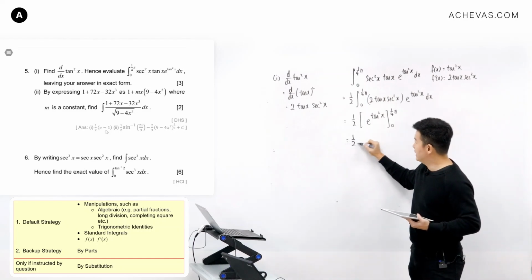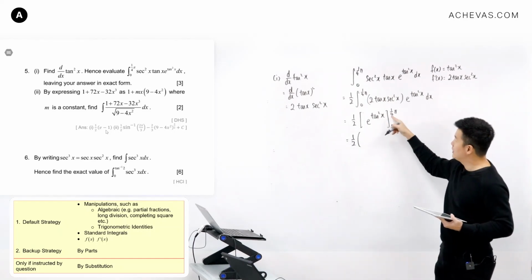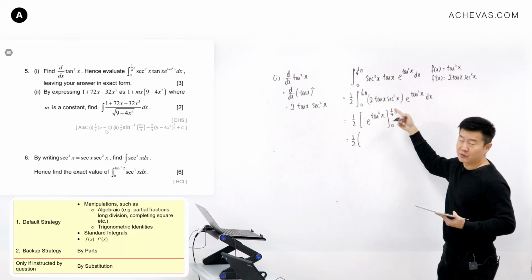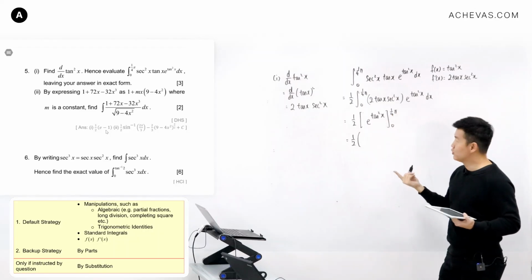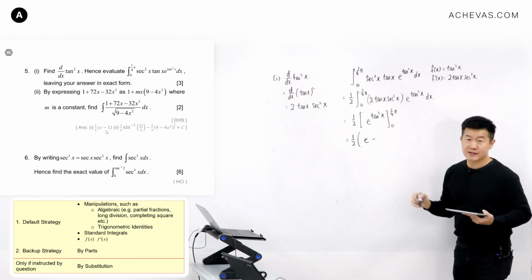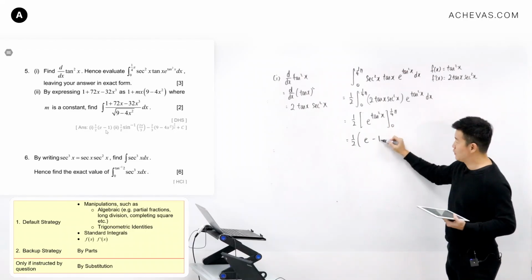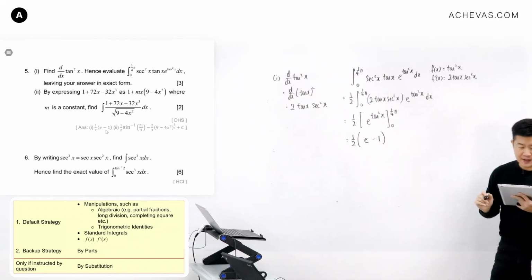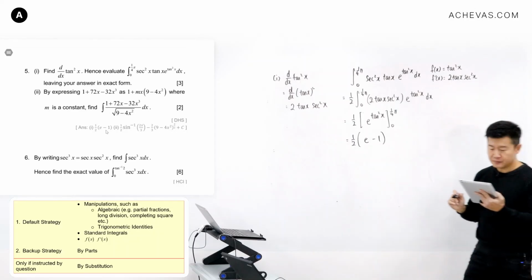Substituting the numbers in, we have tangent pi over 4 to the power of 2. Tangent pi over 4 is 1, and 1 to the power of 2 is still going to be equal to 1. So we have e to the power of 1, minus e to the power of tangent 0, which is 1, since e to the power of 0 is 1. My answer is this. This is part 1.